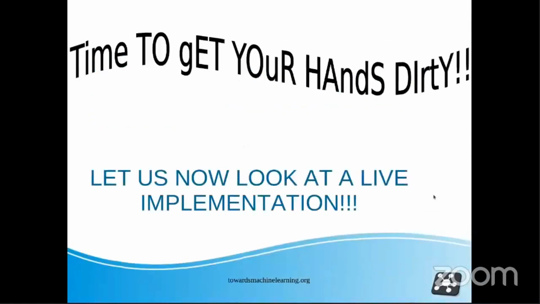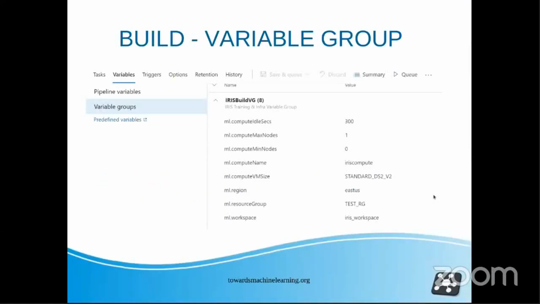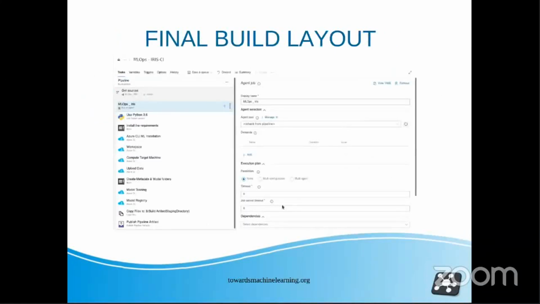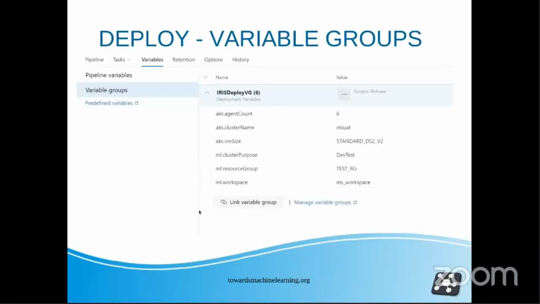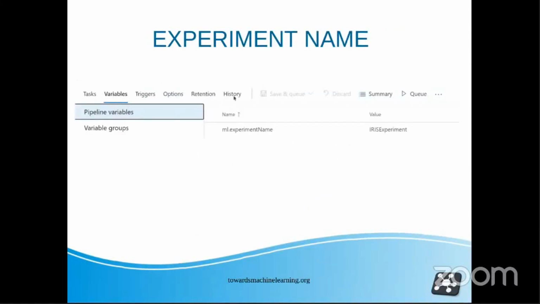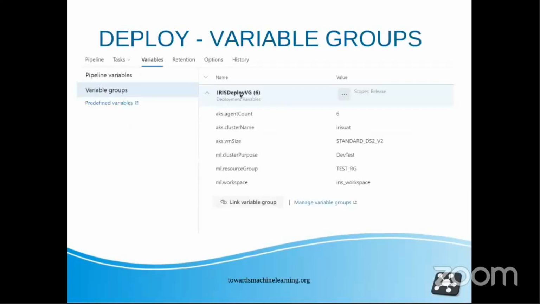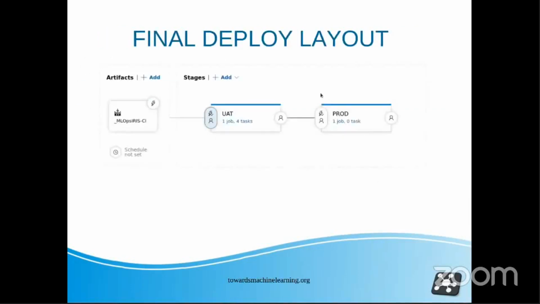Okay. Now, a quick recap of what we have. We have the build variable group. It's very important for you to have the final build layout. This is how it's going to look like. Okay, the experiment name, the deploy variable groups. Okay, because by the end of this, your CI pipeline will be established. Then you'll have the deploy variable groups. Then you'll have the final deploy layout. Okay, so obviously you're going to be having the tasks running at the background, and then you will be having each task completed. If there is some error in it, then it will stop in between, and then you can see what the error is, and then you can troubleshoot, and then accordingly you can proceed.